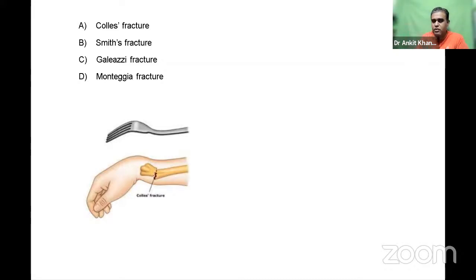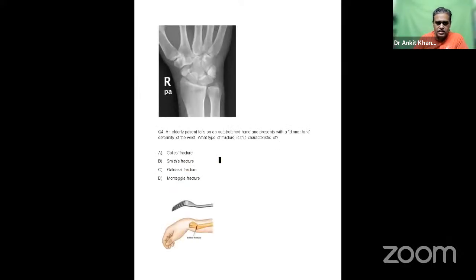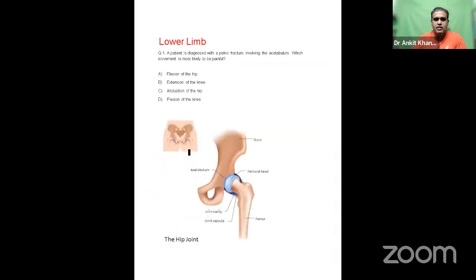But here, a dinner fork deformity, if ever the question comes, undoubtedly go with the Colles fracture. It is one of the most common fractures also seen, right? So remember this part as well. Fair enough. Okay, so the answer here will be, let me highlight this, Colles fracture. Fair enough. Let's see the next one, coming to the lower limb now.